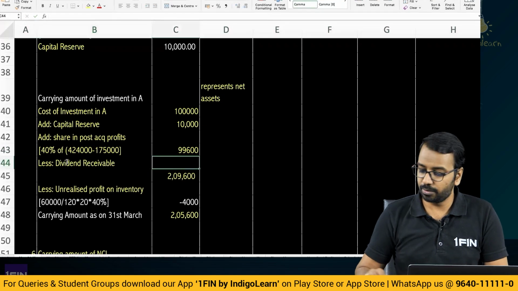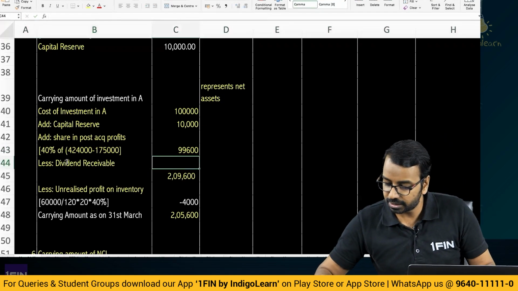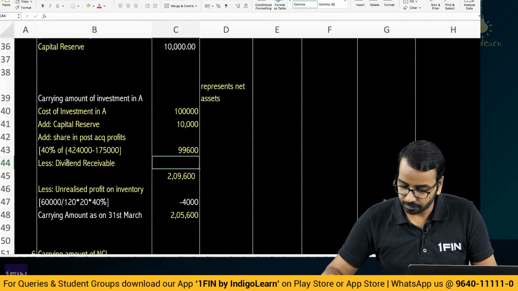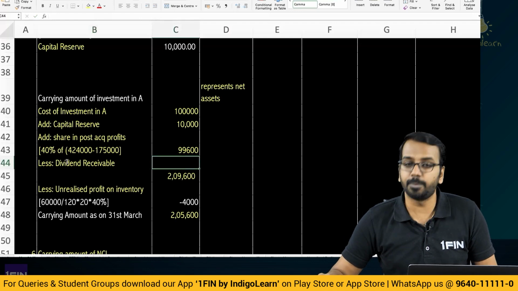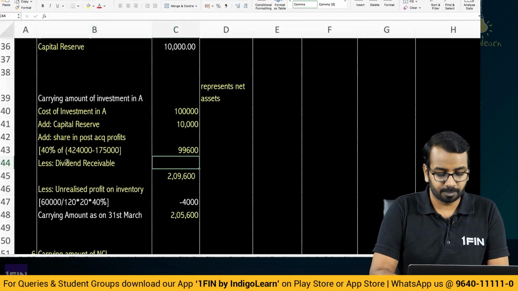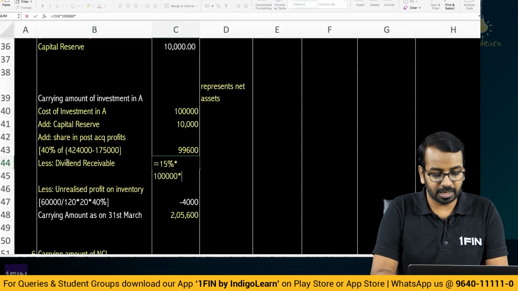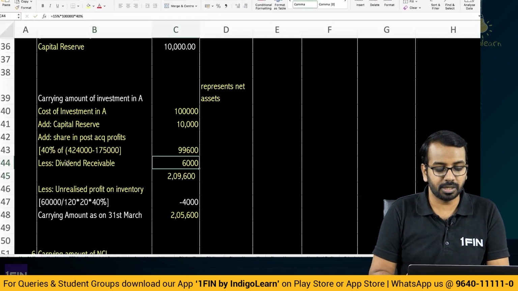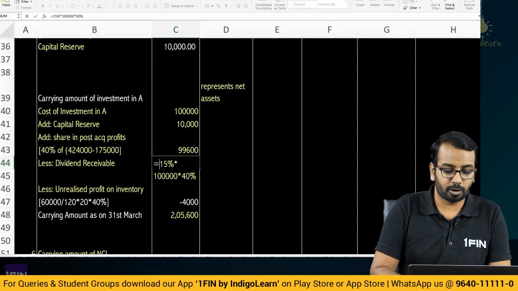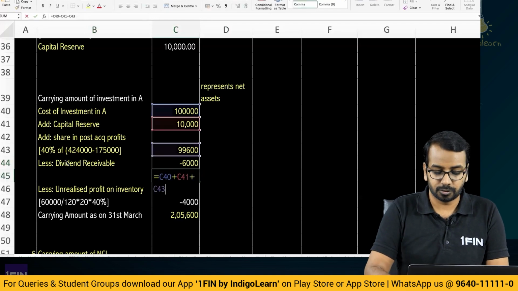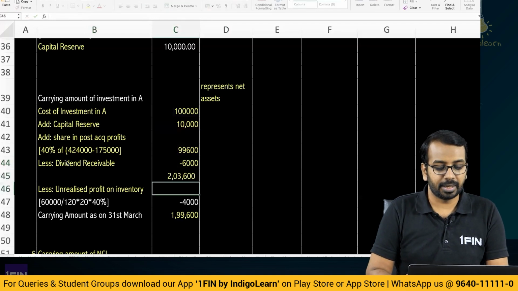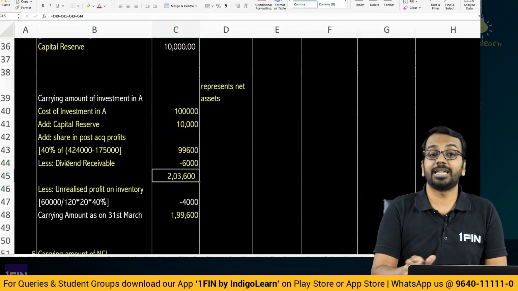How much dividend is receivable? So if you see the question, I think they have said 15%. 15%, right? So 15% dividend on 1 lakh. So that is 15,000. 15% of 1 lakh, of which we will get 40%. So it is 6,000. Dividend receivable from A, we have to reduce. So if you reduce this, my carrying amount will become 2,03,600.